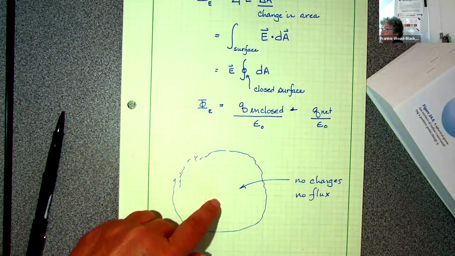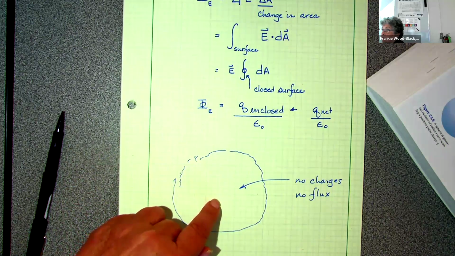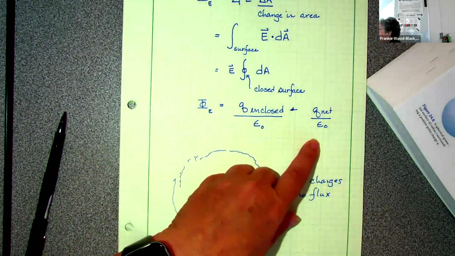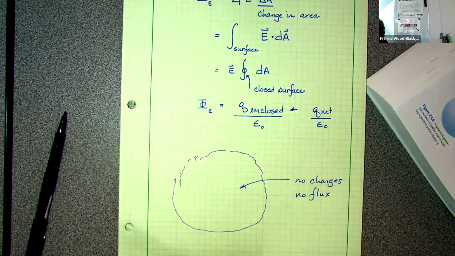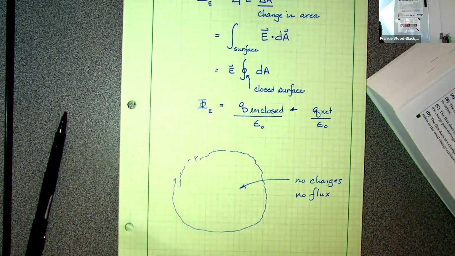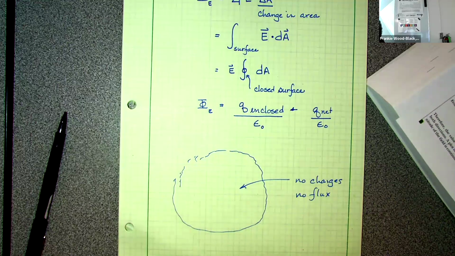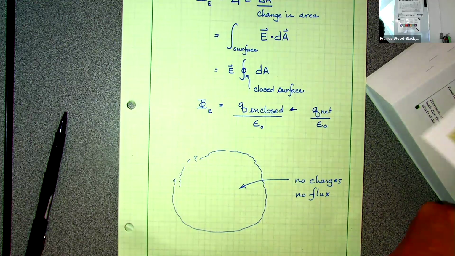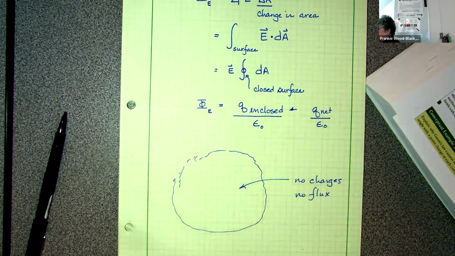If I have -3Q, my flux is going to be -3Q divided by the permittivity of free space. So it comes down and plays with that. Now, this gives us some interesting ideas to play with.